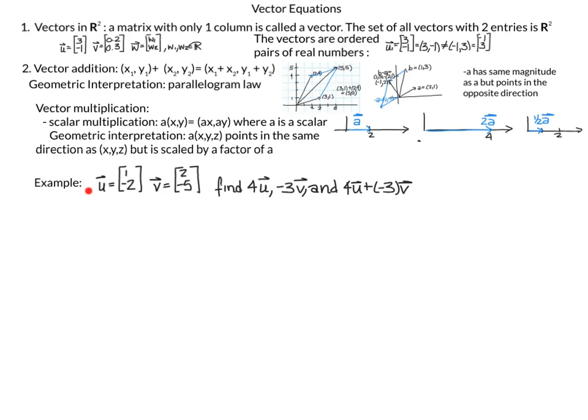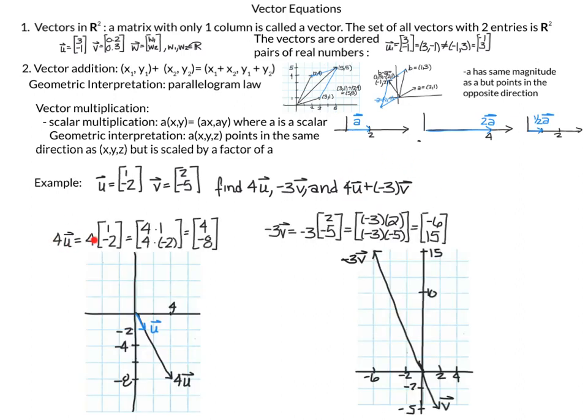An example problem is: let the vector u be 1, -2, and the vector v be 2, -5. We want to find 4u minus 3v, or 4u plus -3v. Algebraically, 4u is just 4 times our vector 1, -2, which is 4 times 1 and 4 times -2, which is 4, -8. So I have graphed this here. I have my u, which is 1, -2, and then my 4u, which is 4, -8. So same direction, 4 times as long.